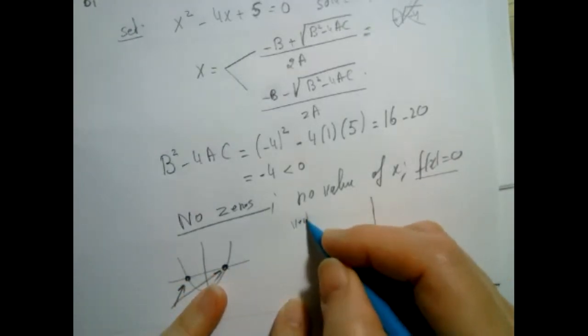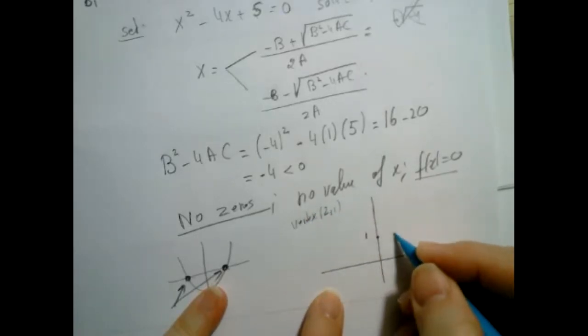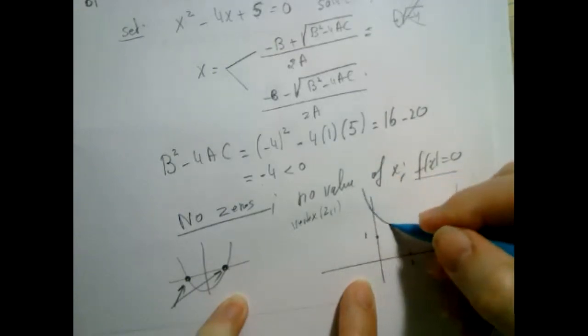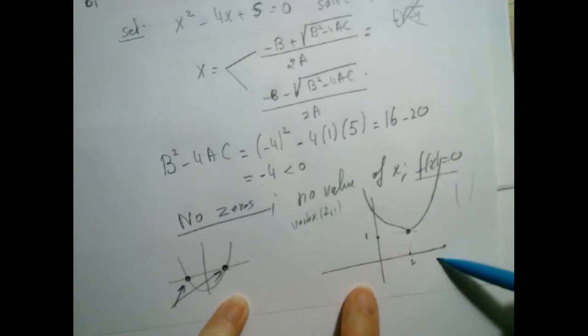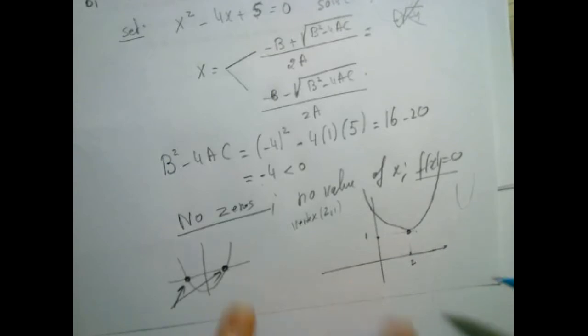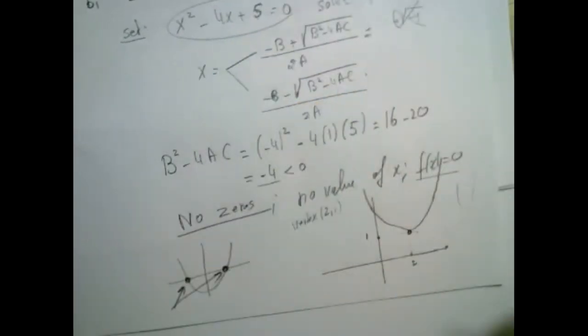The vertex is 2, 1. This is 2, and this is 1. That's the vertex. The graph is a parabola going up. So when I'm going to graph this, I'm going to get this parabola going up. And as you realize, the parabola will never hit the x-axis. So that's why the algebra and the graph coincide with each other. We're not hitting the x-axis. There are no zeros or whatsoever. So do not be alarmed if you get a negative number. It means there is no value of x you plug here that will spit out a 0.